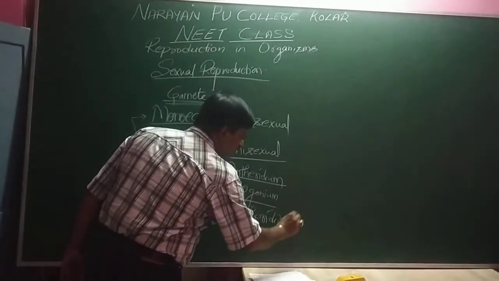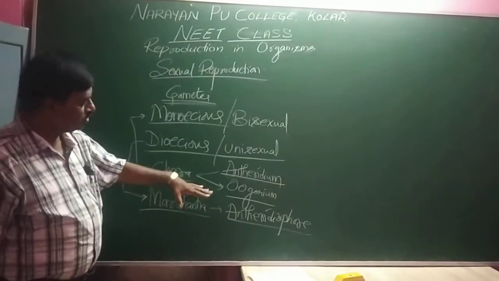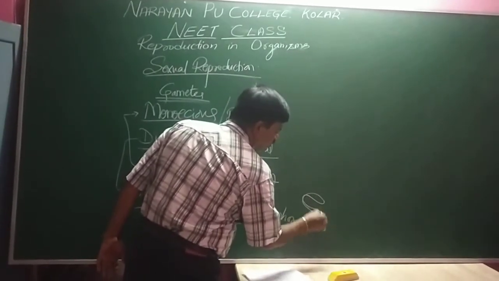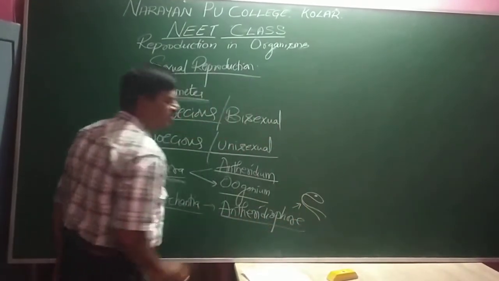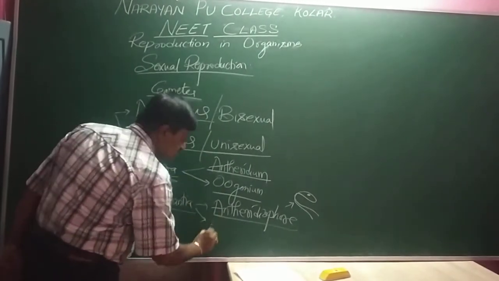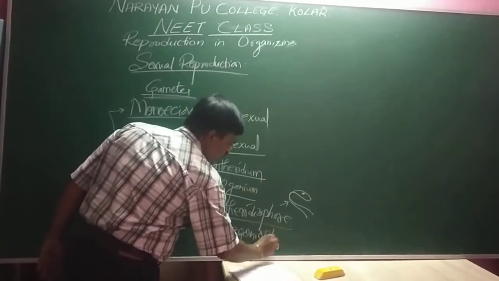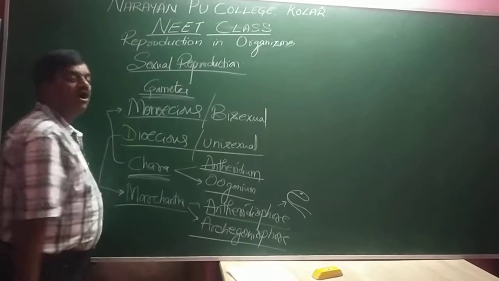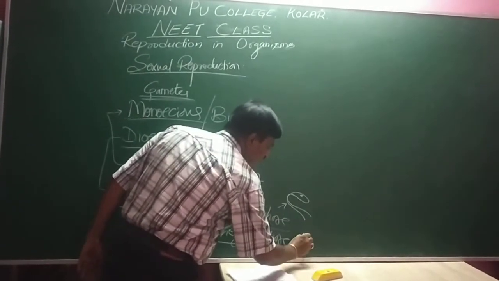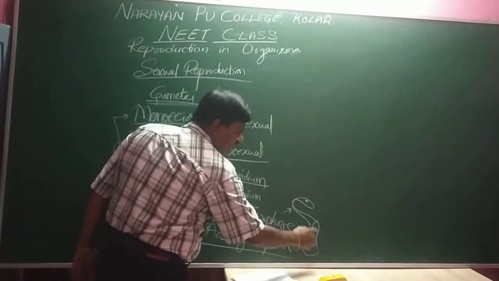The male plant has male sex organs called antheridiopores, which produce biflagellated zoospores. The female has archegoniophores, which look like flask-like structures. Here, like antheridium, there is archegonium, a flask-like structure.